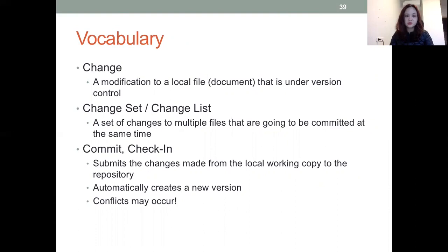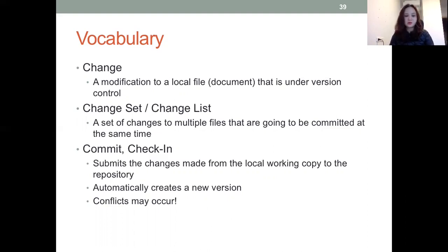Under version control, change set or change list. This is a set of changes to multiple files. Each time you commit, maybe you have the change set or change list. You need to check that before you commit or push to the remote repository. Commit, or check-in, submits the change from the local working copy to the repository, and it automatically creates a new version.